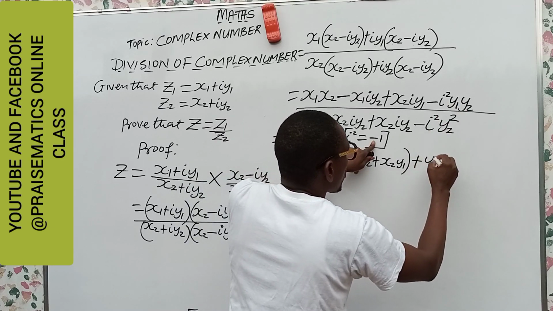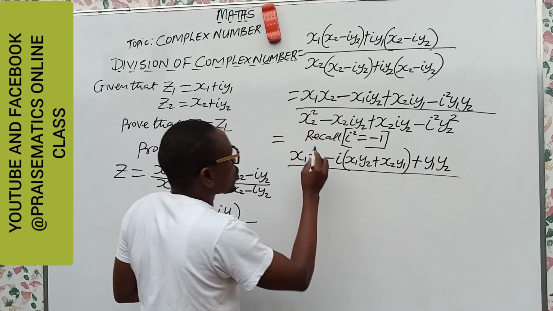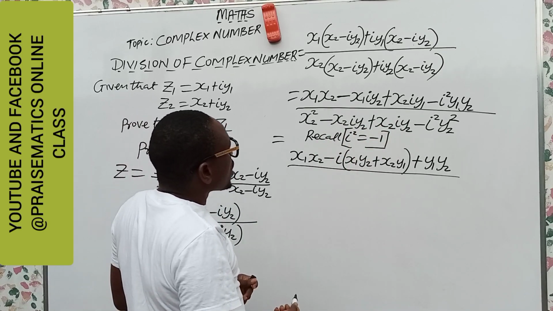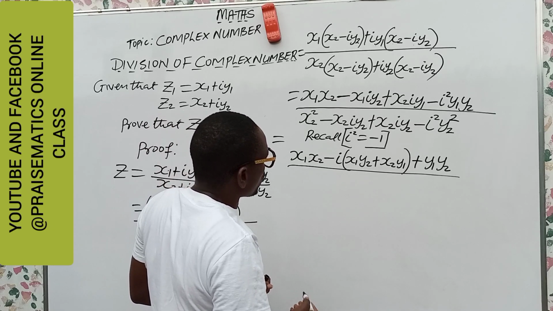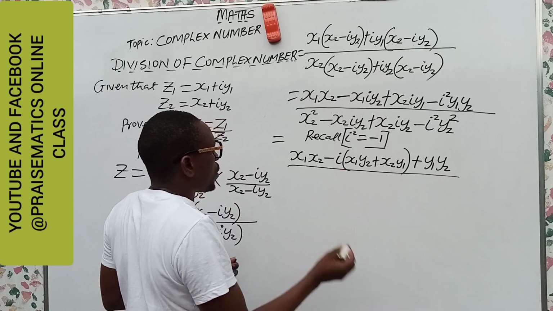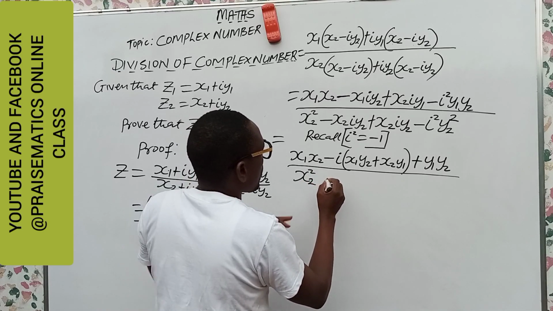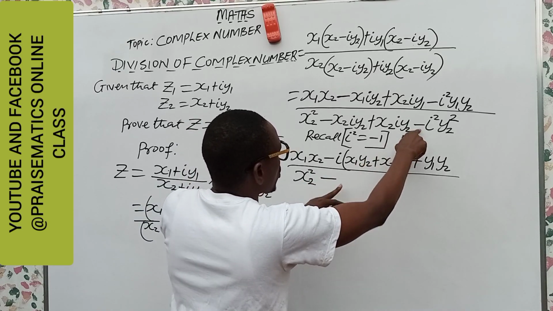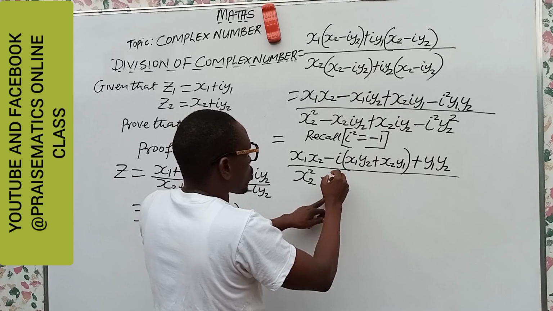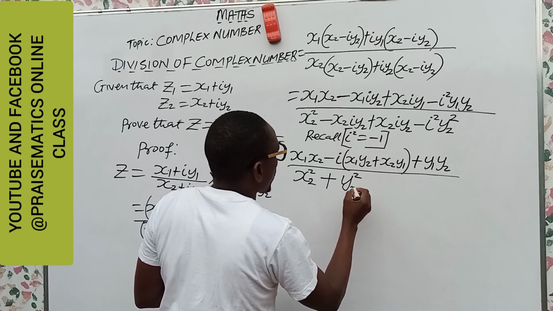Plus, and we are left with what? y1, y2, all over what? So this one to this one will be what? 0. Minus x2 i y2 plus x2 i y2 will give you 0. So what do we have? We have x2 square minus this minus. Recall that i square is minus 1. Minus minus will give you plus. So what we are going to have here is y2 square.